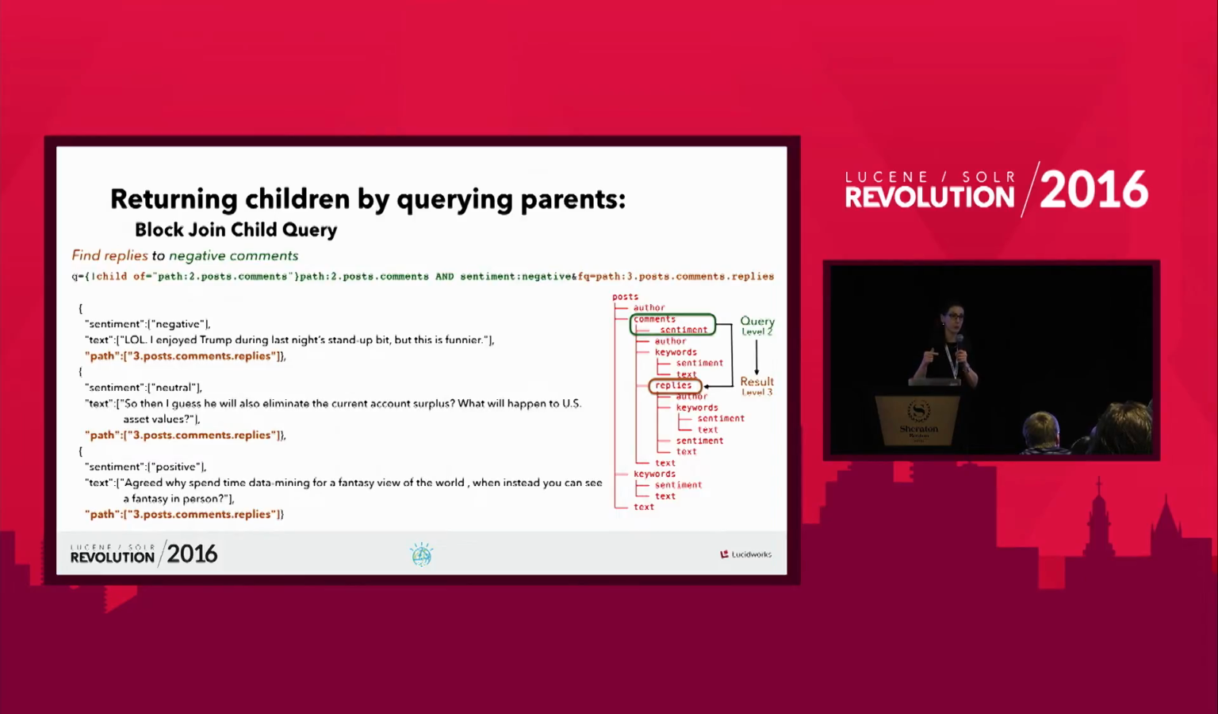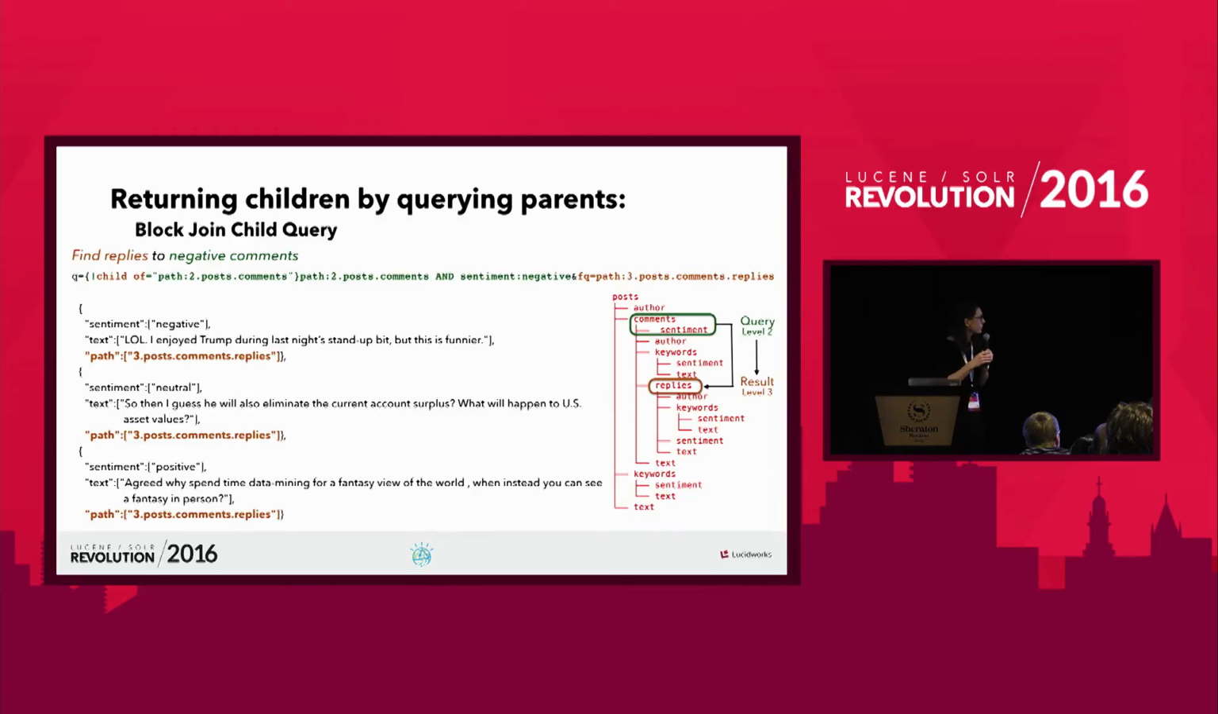Well, the natural second question would be, okay, what if we have a condition on a parent, but we want to get its children? So, for example, find replies to negative comments. Maybe we are interested to see how people react to others' negative reactions. So here the condition on what we are looking for applies to the second level, to the comments, and the sentiment field should be negative, while what we want to get back are replies.